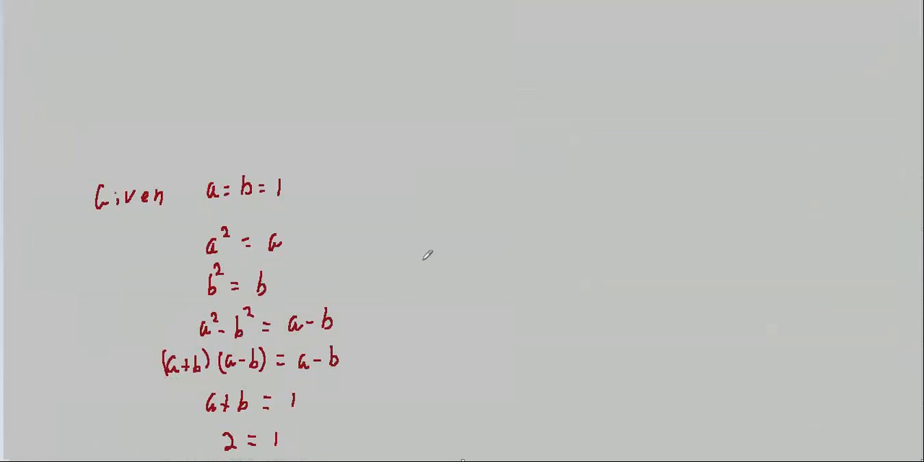Well, what the heck's wrong with that? What'd I do wrong? I mean, a squared equals a, after all. 1 squared equals 1, nothing wrong with that. b squared equals b, makes sense.